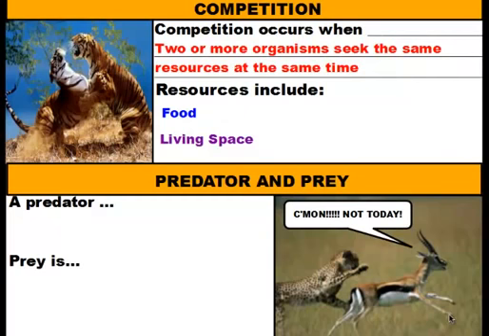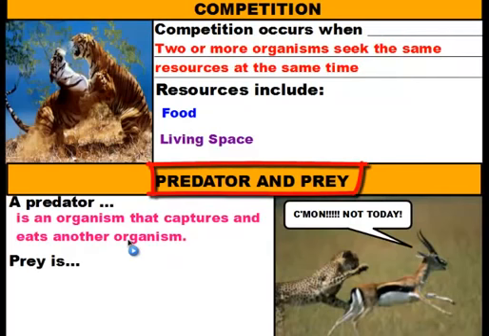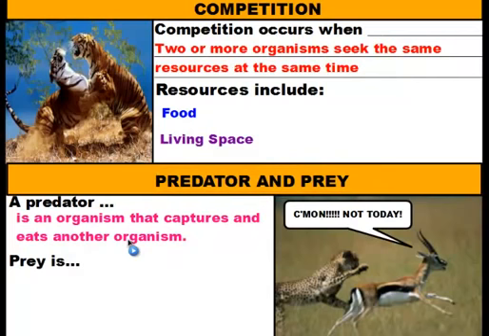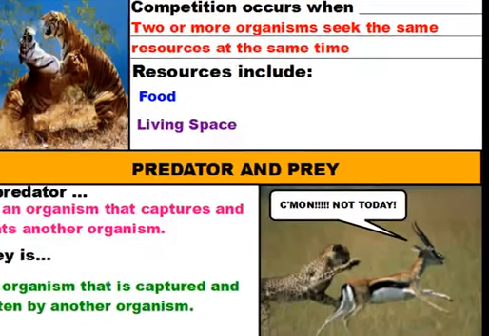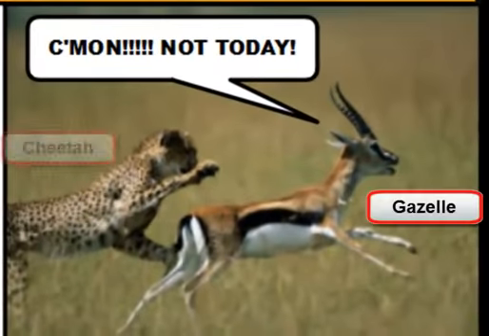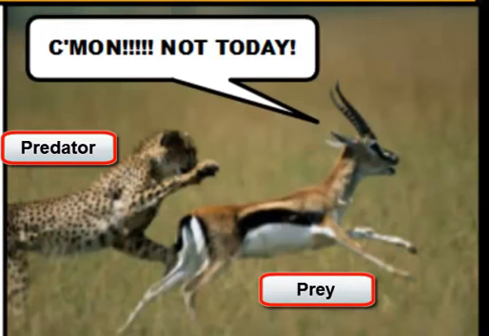The last interaction or relationship that we're going to talk about is the predator and prey relationship. This one's pretty cut and dry. The predator is an organism that captures and eats another organism, and the prey is the organism on the other side of that coin. Prey is an organism that is captured and eaten by another organism. In our example here, we have a gazelle running away from a cheetah. So since the cheetah is giving chase, trying to capture the gazelle so it can eat it, the cheetah is the predator in this relationship. And unfortunately for the gazelle, it's the prey because it's the organism that's trying to get eaten by the cheetah.